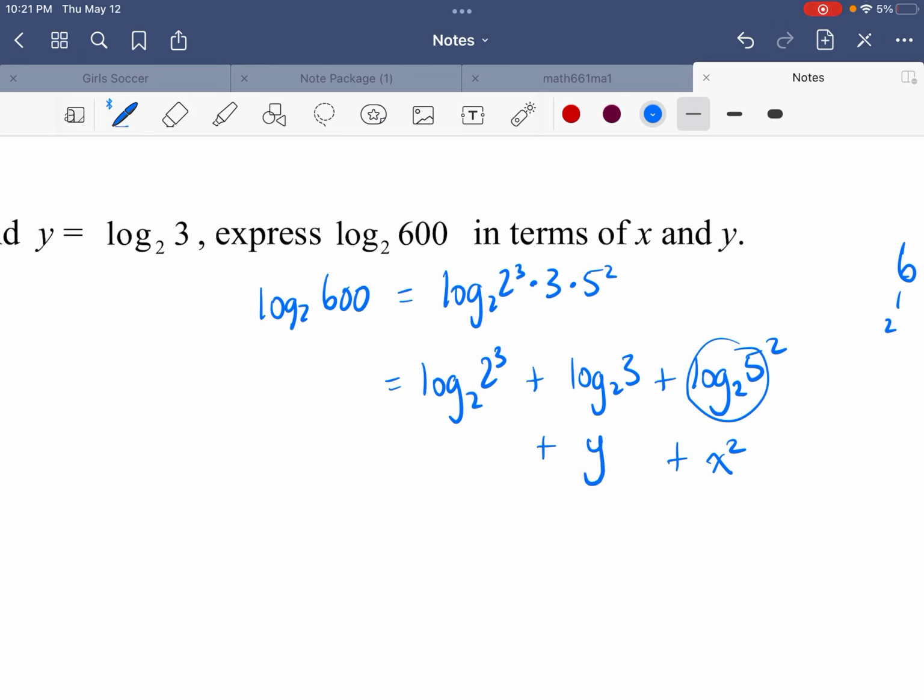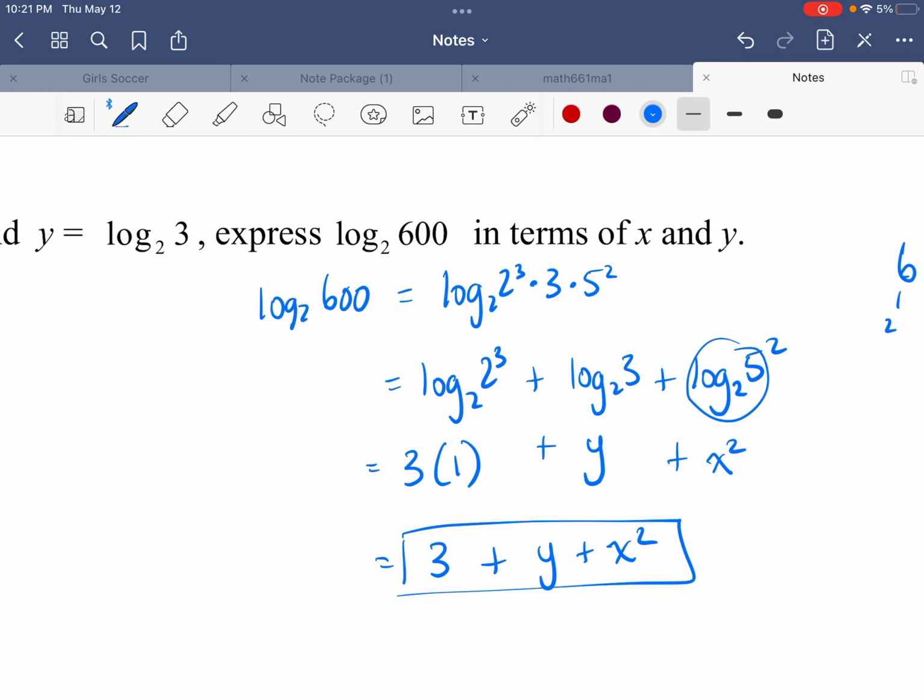And log 2 of 2 cubed, we bring that exponent to the front, and log 2 of 2 is 1. So this will simplify to 3 plus y plus x squared. Made a mistake here. I'm going to bring this exponent down. That should have been 2x. There we go, 2x.